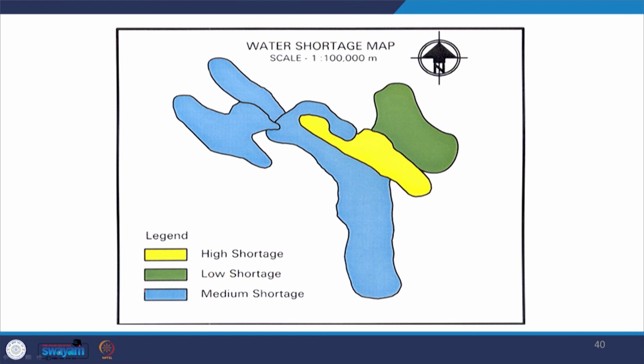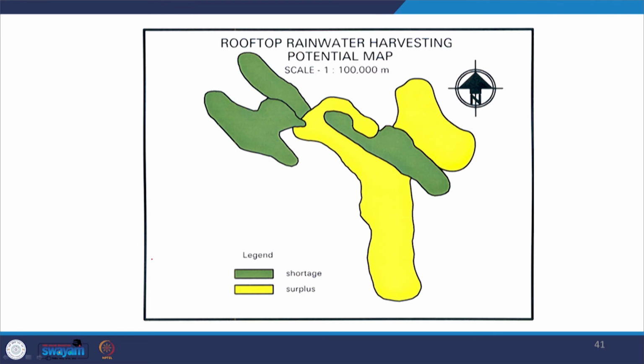Then the water shortage map, which are the locations where the water is short. So, you can see the yellow one is showing the highest shortage, then the low shortage is there in the green region. So, these are those regions where probably the rainwater harvesting is very important. So, when you identify the areas with the shortage of water, then rainwater harvesting could be proposed in those areas. So, priority can be made.